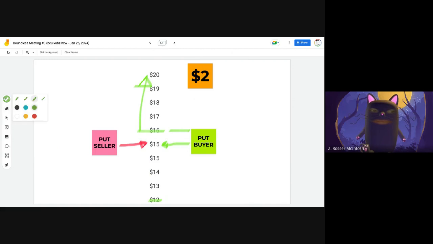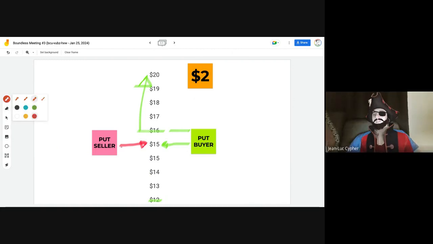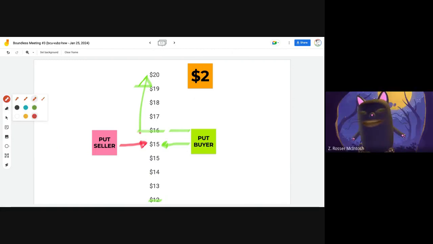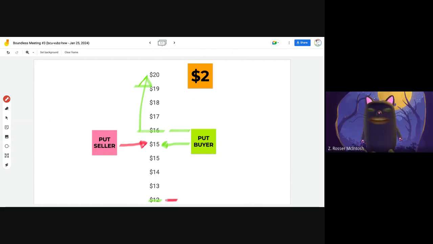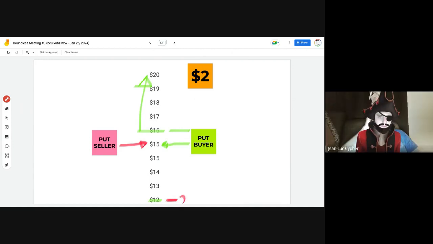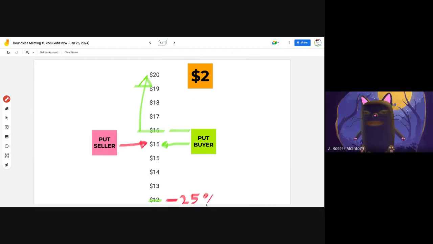You got that? Following? Not exactly. So if the stock is 16 and it goes down $4, that's, no, sorry, where's my brain? 25%. Okay. So let's say that I'm scared it might go down to here. That would be a 25% decline. I'm scared of that. So I buy a put at $15.